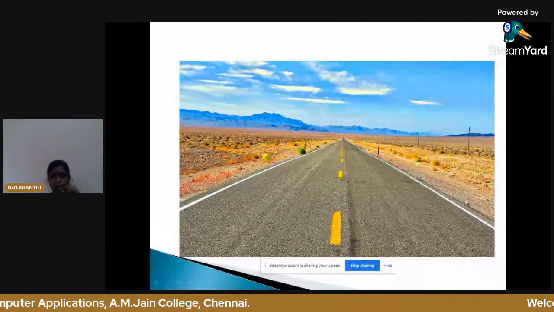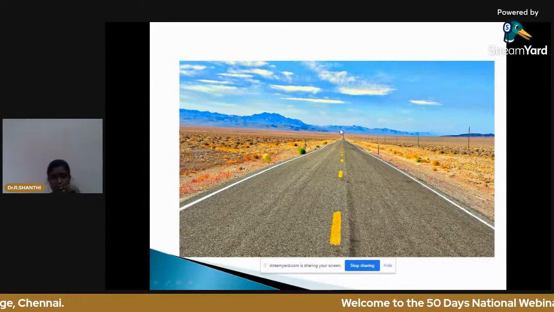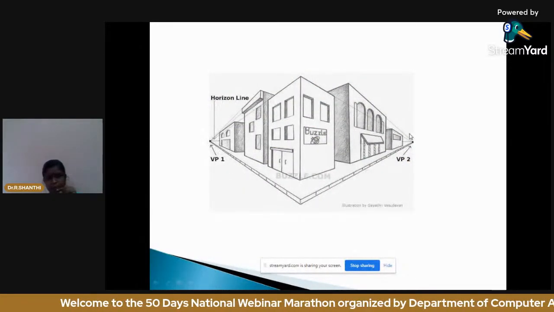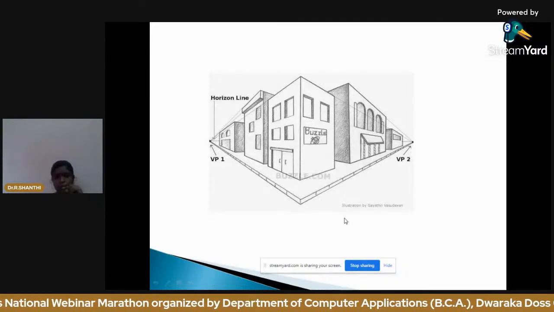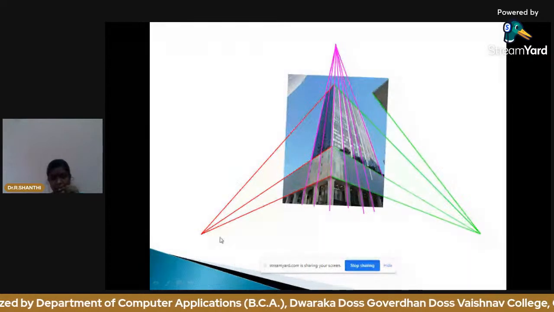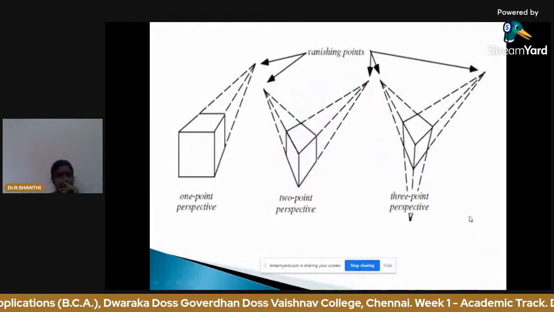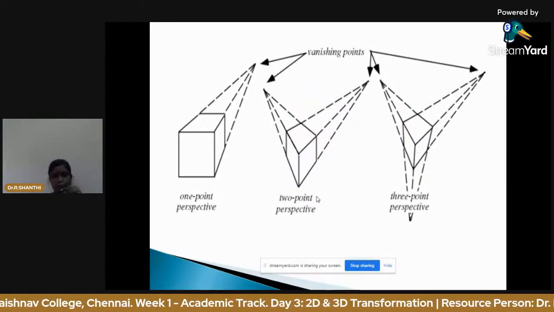You have two sides of the road, and they seem to meet at 1 point. This is an example for two vanishing points. See, here it seems to meet at one location, and here it seems to meet at another location. This is the two vanishing point example. Again, this is a three vanishing point example. Even here, each and every corner it can end. So perspective projection works mainly on this concept: 1 point, 2 point, and 3 point.